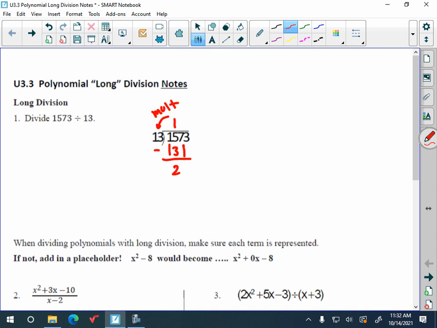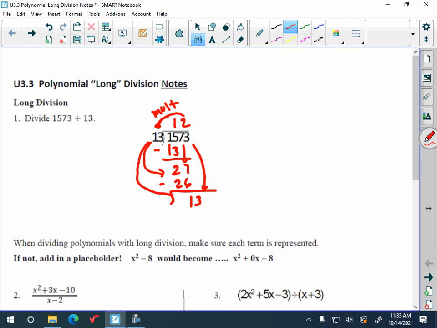Then we would bring the next number down. In this case, it's 7. And then we would do the process over again. 13 goes into 27 2 times, right? And we would take that 2, and we multiply 2 times 13. That gives us 26. And we subtract again. And then we bring down the next number, 13.